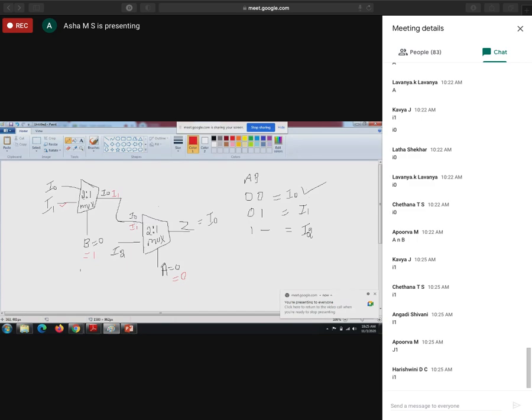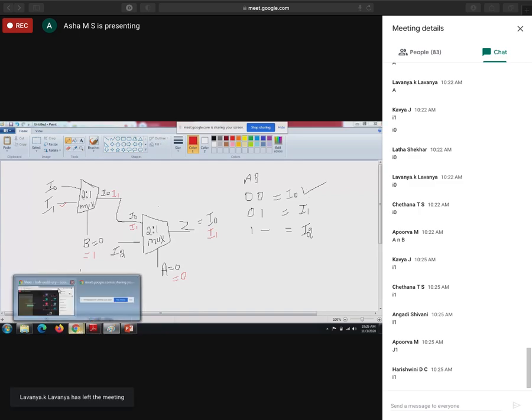What is the selection line of A? Selection line of A is 0. So it is going to select the first input, that is I1, and this will be reflected at the output side. Is the second condition satisfied? When A equal to 0 and B equal to 1, at the output side we have I1. Is the second condition satisfied?